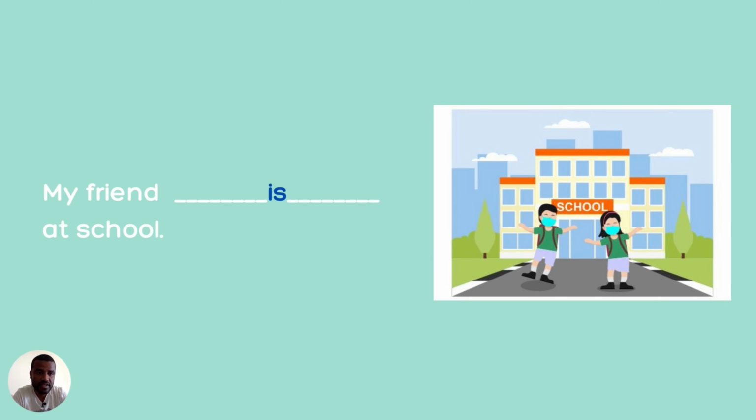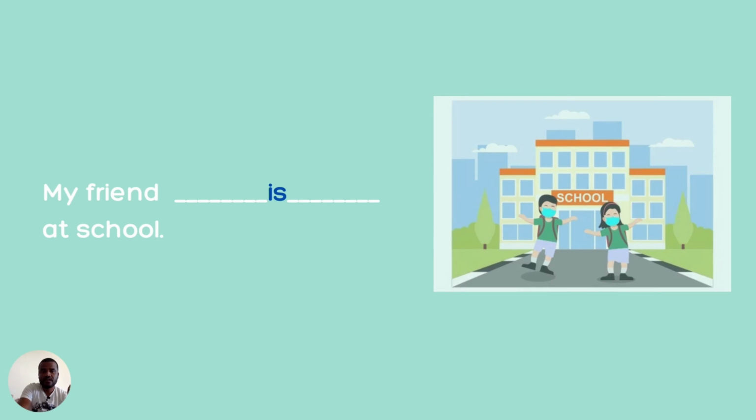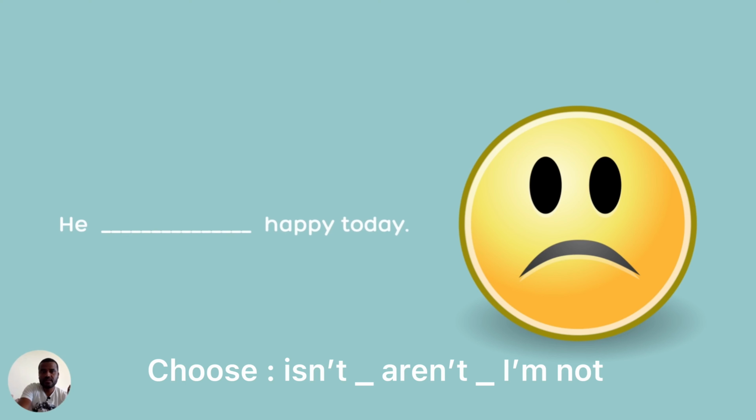Okay, so we have my friend, just one. If we had my friends, plural, we are going to say my friends are at school. But here we have just one, so we say my friend is at school. Good. So we move to another example.